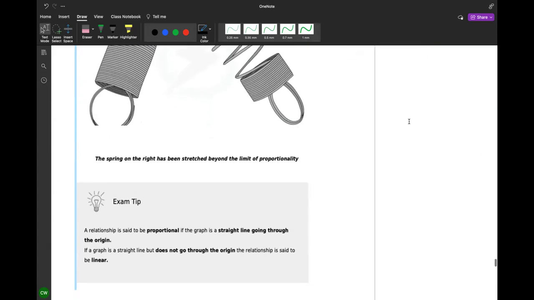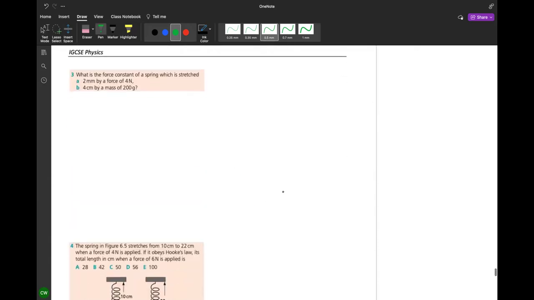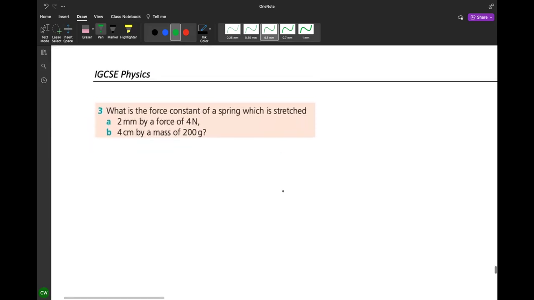Okay, this is the point. Before that is linear, after that is not linear. Okay, can we do some calculation?